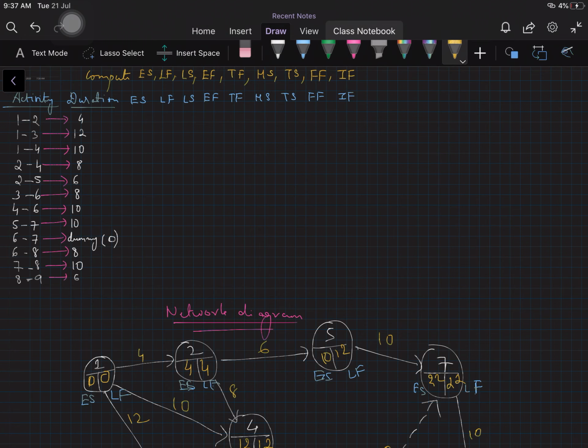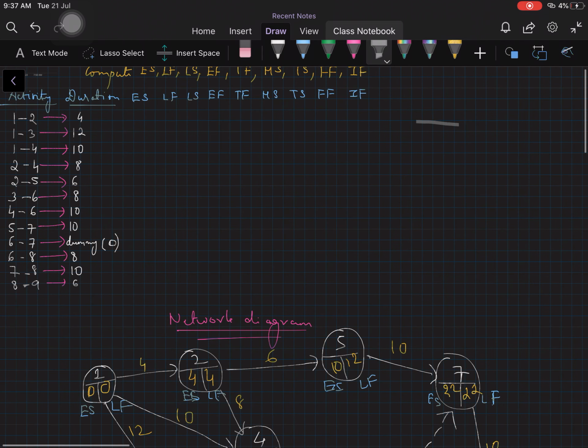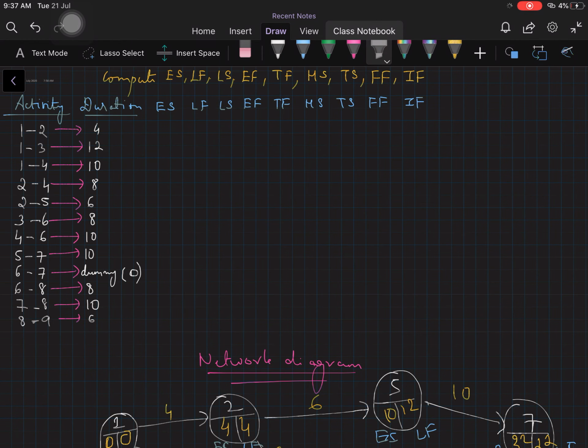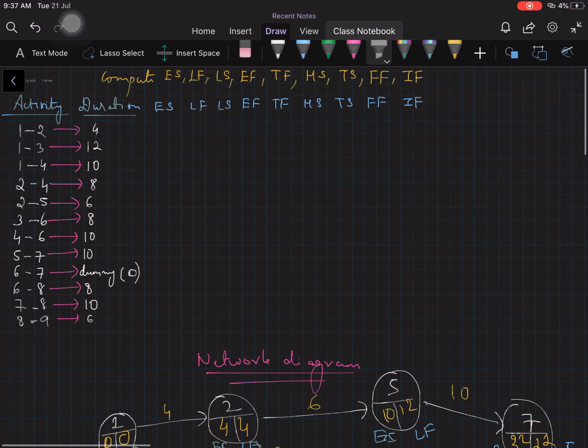Now we are supposed to fill this particular table. I'll explain how to. As you can see, activity and duration we have. Now we need to fill this particular column, early start, then this. So we'll see one by one.